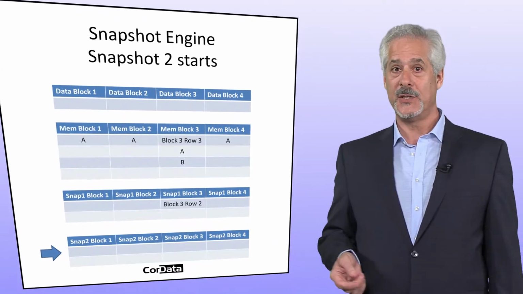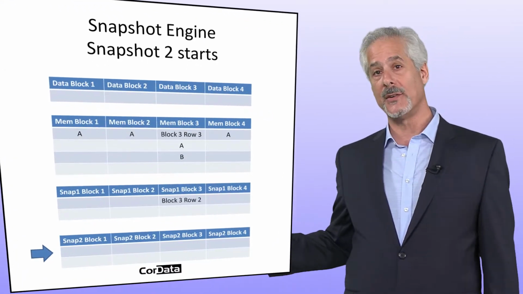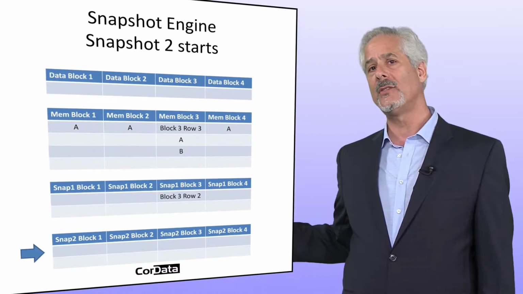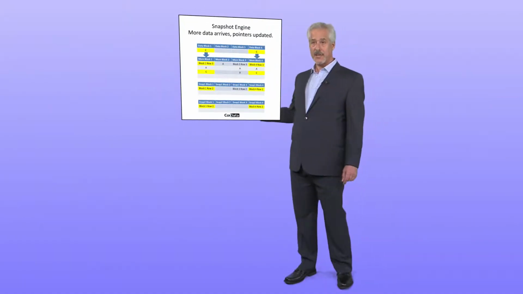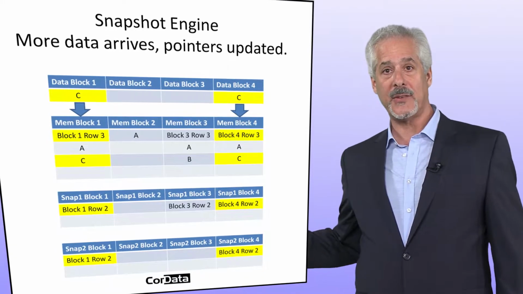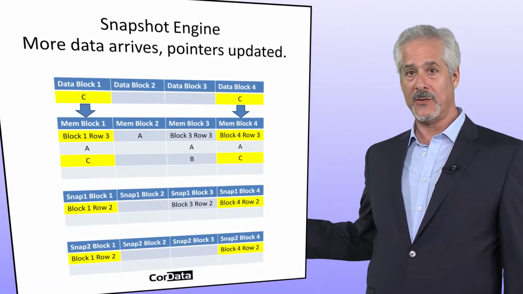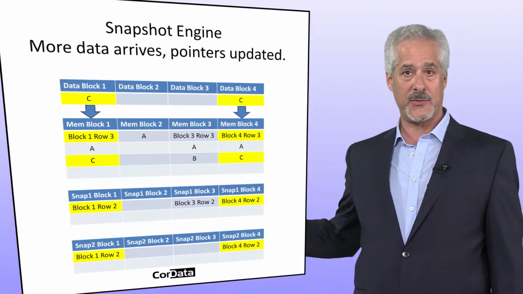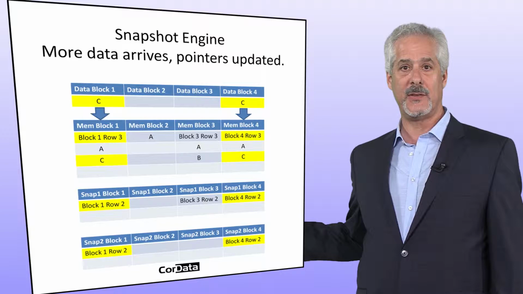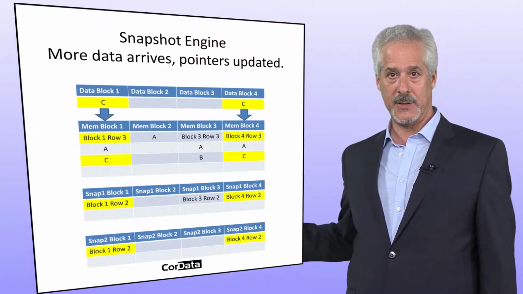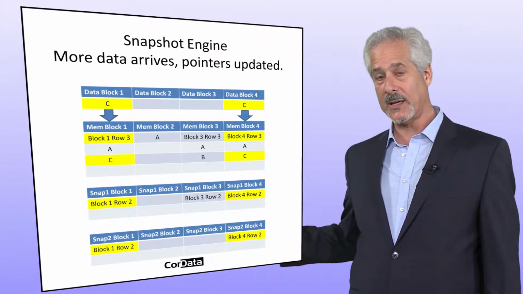Snapshot 2 starts. You can have up to 512 shares and over 2,000 snapshots per share on the NST system. More data arrives with an updated block C. Pointers are updated, so memory, Snapshot 1, and Snapshot 2 all reflect the update. Performance is very fast on the NST since metadata such as pointers are maintained in high-speed protected memory.